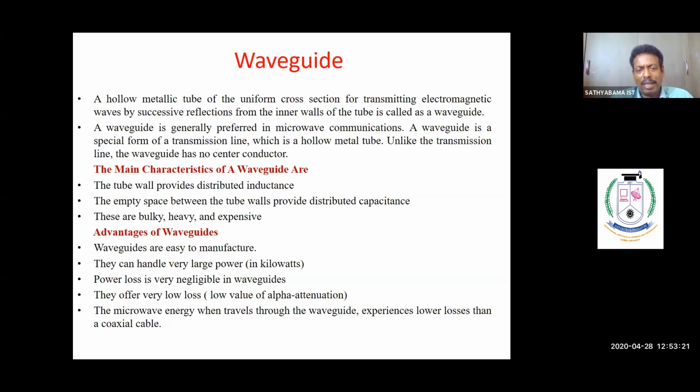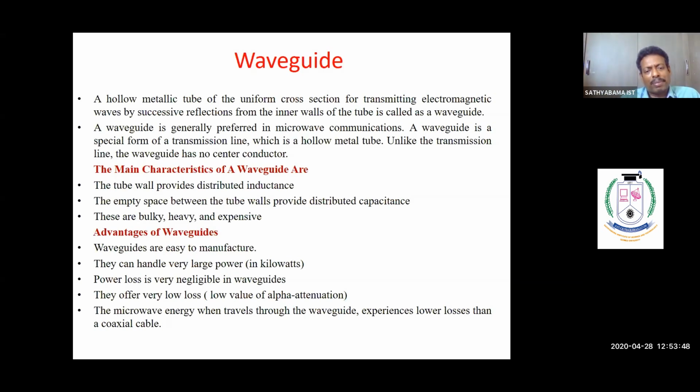But waveguides can handle kilowatts and megawatts of power because it's a metal tube and nothing will happen to it. Actually, no burnout occurs in a rectangular waveguide. And power loss is very negligible in a waveguide. There is no solid material inside a waveguide. There is no dielectric material like the polymer you have in a coaxial cable. It's only air. So the loss is very much less when compared to any other transmission line.